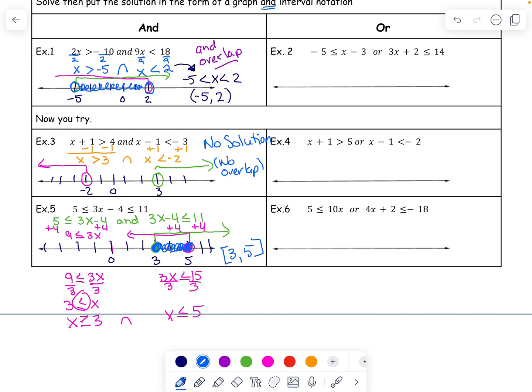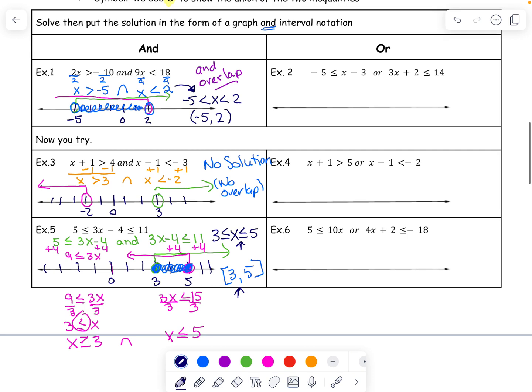We can also write it like we had done above. We could have said that x is going to be greater than our 3, but less than our 5. So this is more like interval notation. This is more like set notation, or really close to it.